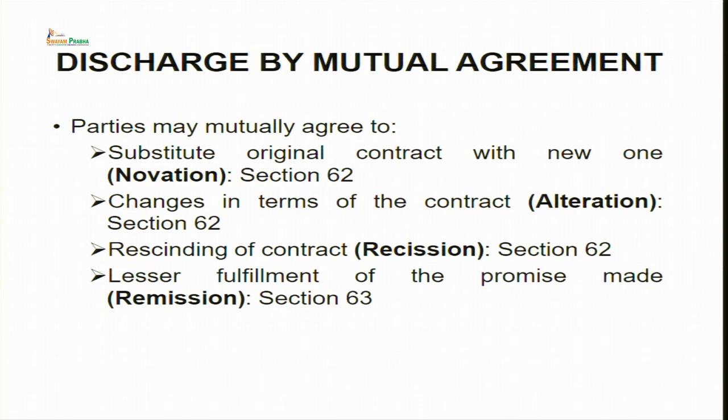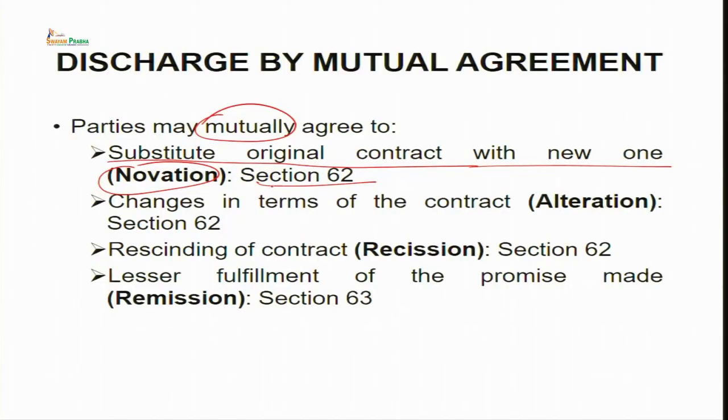It says parties may mutually agree to. The moment we say mutual, it means that both the parties have collectively decided to act in a particular manner. So, parties may mutually agree to, firstly, substitute the original contract with a new one. That is, one of the parties to the contract may be replaced by some other party. That is also one of the examples of novation, right, which is laid down under section 62. So, there are three concepts laid down under section 62 of the Indian Contract Act, which are novation, alteration and rescission. Let us see what all three of these terms mean.